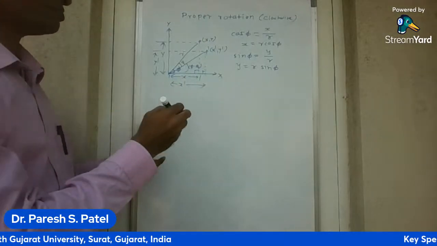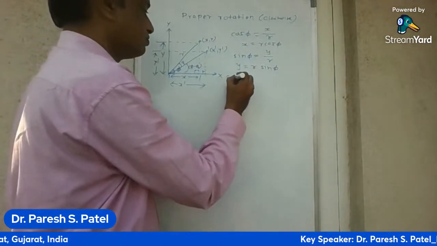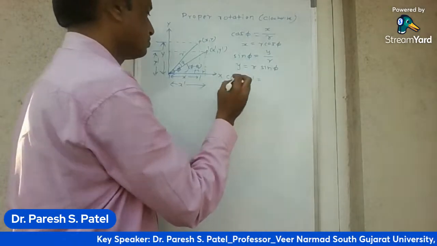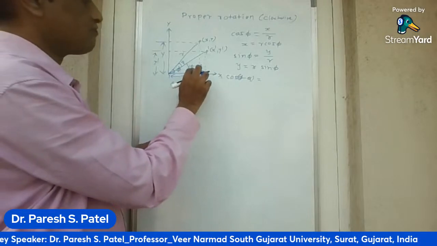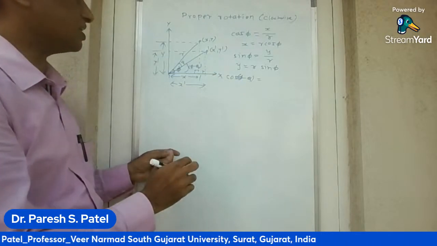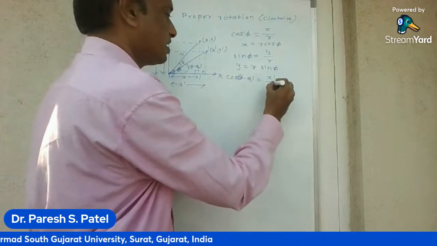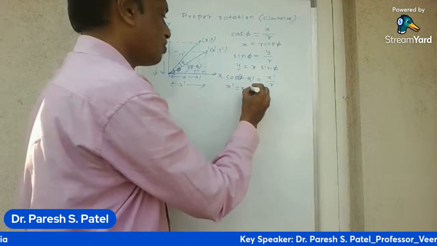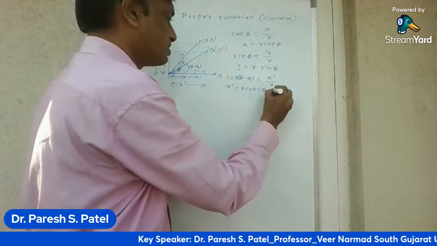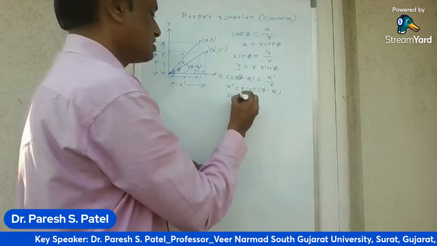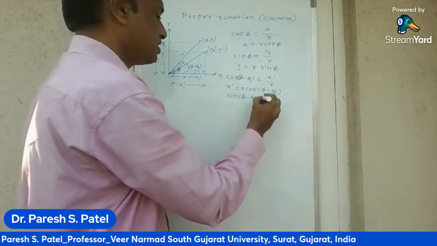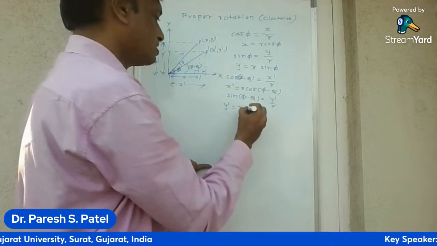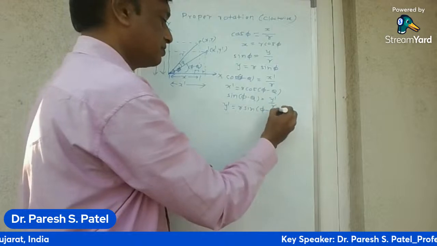So we can represent cos of phi minus theta. Now the resultant angle is phi minus theta. So cos of phi minus theta is equal to base x dash divided by hypotenuse r. So x dash is equal to r cos of phi minus theta. Similarly, sin of phi minus theta is equal to y dash by r. So y dash is equal to r sin of phi minus theta.